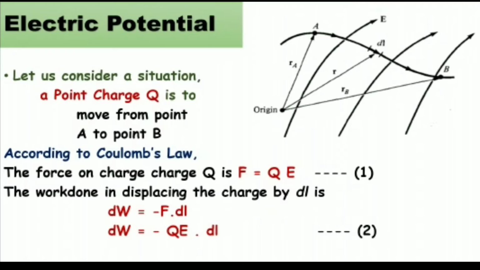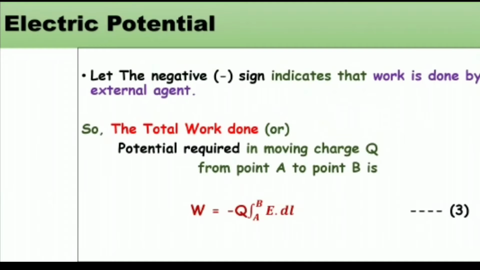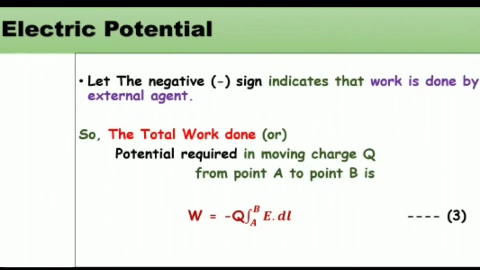Now, the amount of work done in displacing the charge by a differential length dl is given as, we can write, the differential work done dW is equal to minus F dot dl. That means as we are applying some force, some work is done, so these two are opposite to each other. Therefore dW is equal to minus F dot dl, that is, dW is equal to minus QE dot dl, our second equation. In this second equation, the negative sign is due to an external agent.